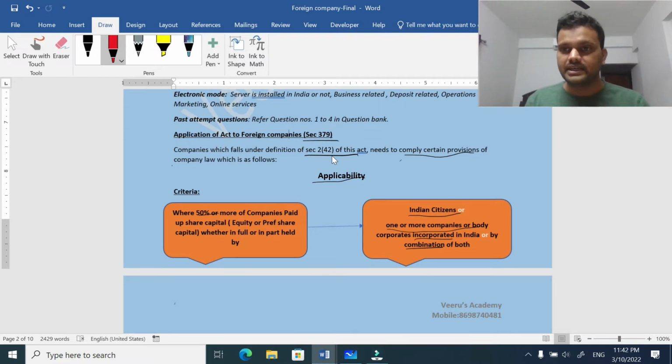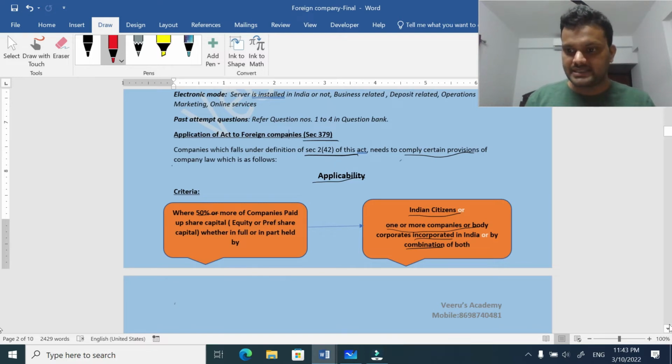then in addition to the compliance requirements provided in chapter 22 of the Companies Act, they have to comply with all other provisions of the Companies Act 2013. And for that purpose, that foreign company will be considered like an Indian company, and all the provisions which are applicable to the Indian companies will equally be applicable to the foreign company as well. That is the provision of section 379.